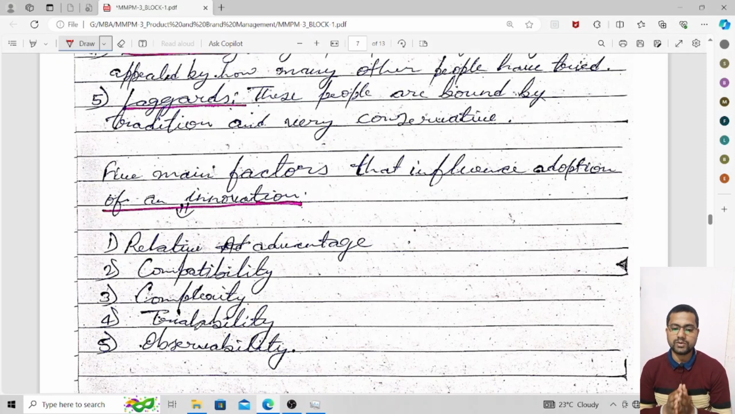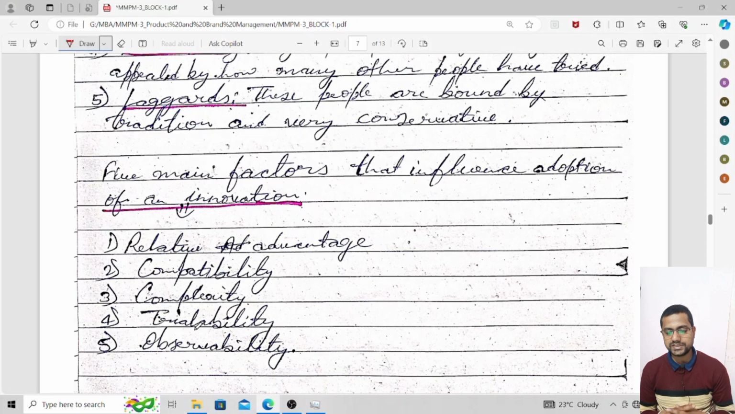Complexity. Complexity also influences the adoption of innovation, because if any innovation is complex, then people will hesitate or resist change. Complexity makes people fear, because having to understand the complexity of the innovation makes them not use the new kind of product.